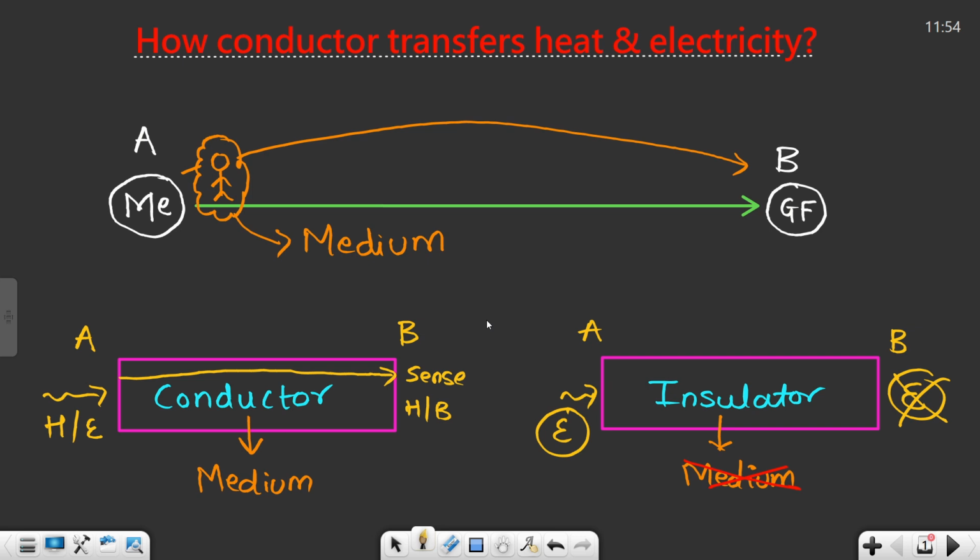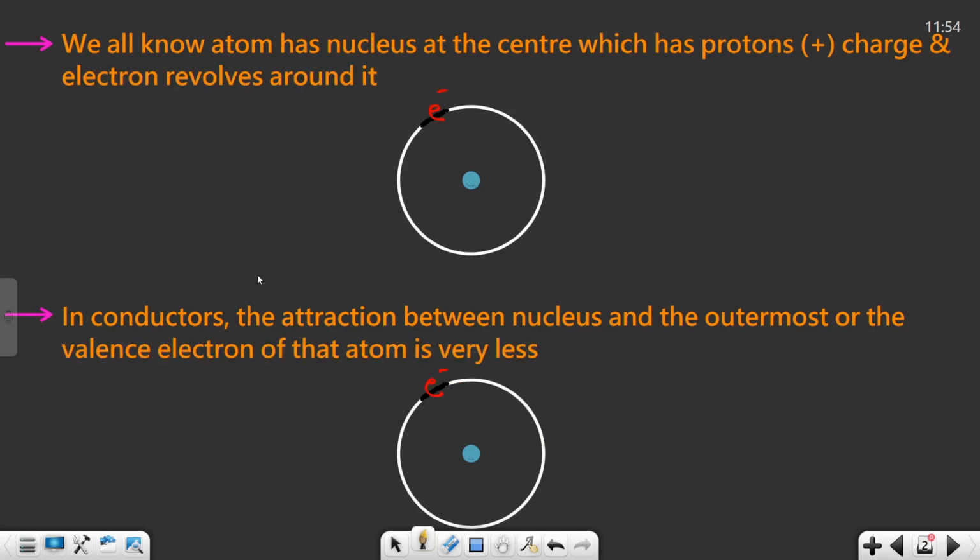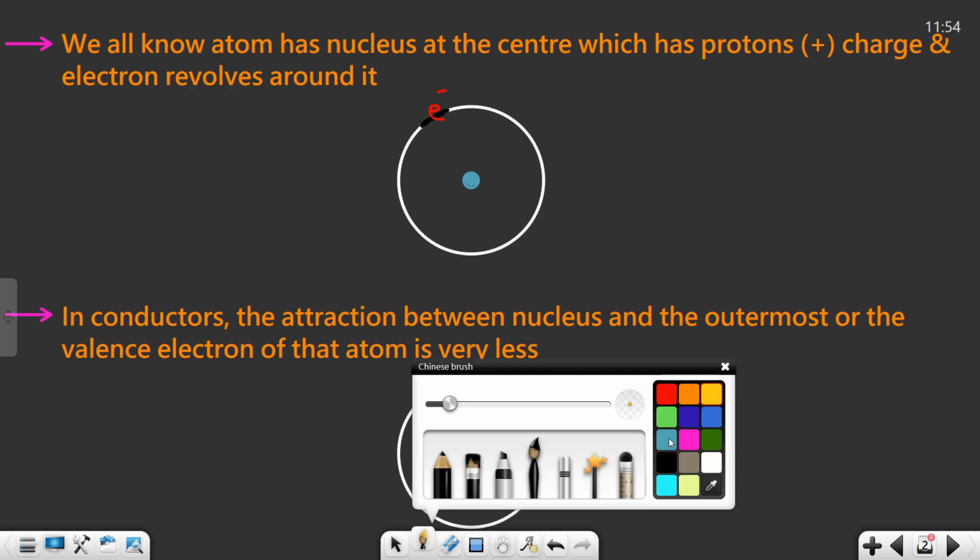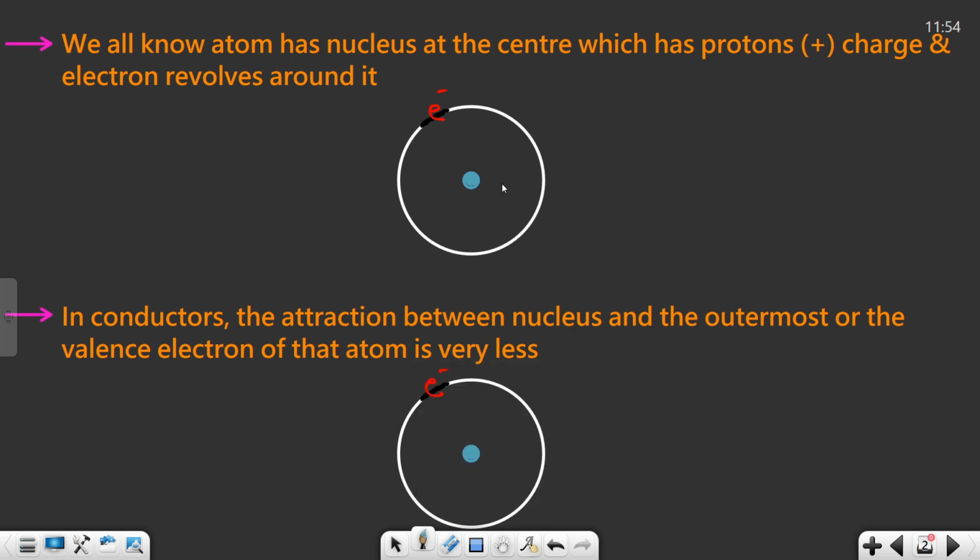Now let's proceed further and try to understand what exactly this medium is. We all know an atom has a nucleus at the center which has protons, that is positive charge, and electrons revolve around this. So this is my nucleus, this portion, this is my nucleus.